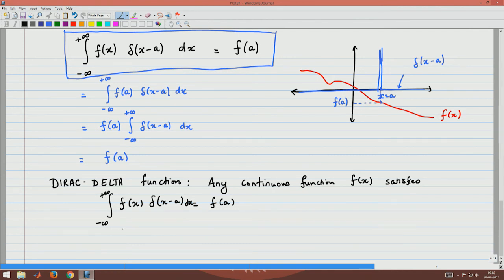Further you have the integral from minus infinity to plus infinity of delta of x. If I just put a 1, you can think of f of x equal to 1. So f of a will also be 1. So this is equal to 1. Okay. So you can use this as a definition of the delta function. Any function that satisfies this for any arbitrary f will be called a Dirac delta function. So this is sometimes used as a definition of the Dirac delta function.